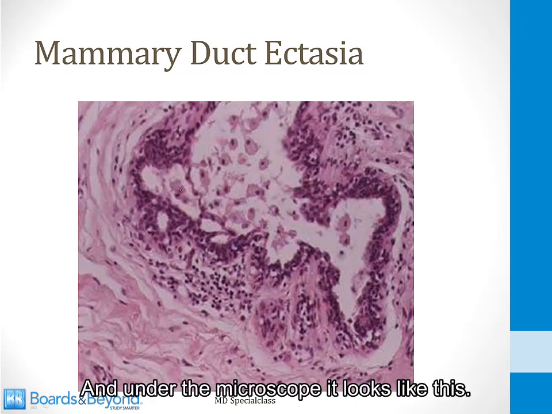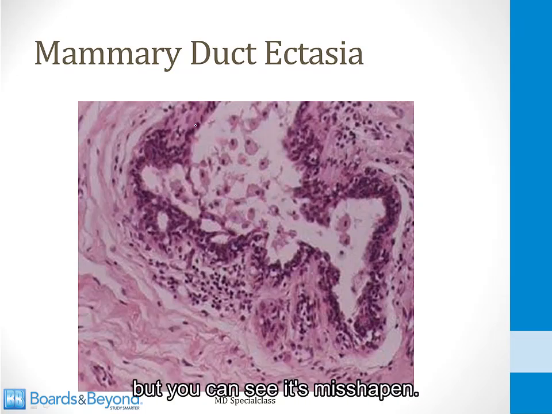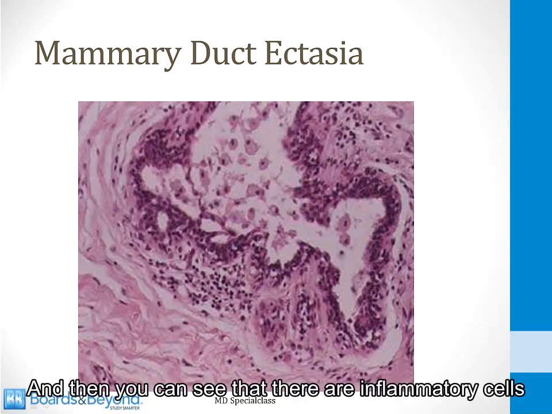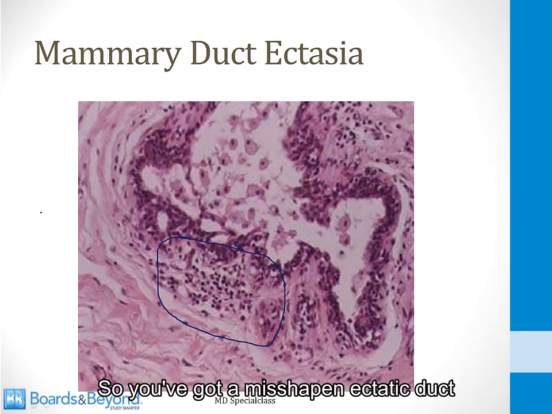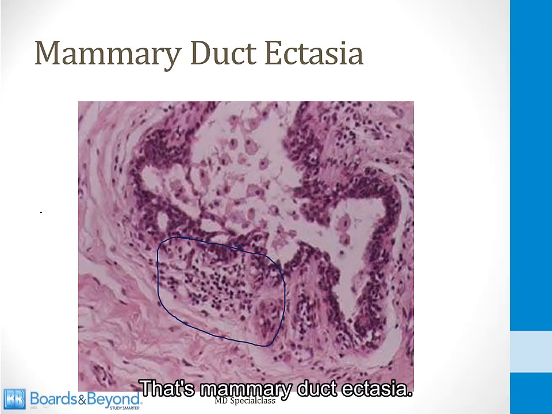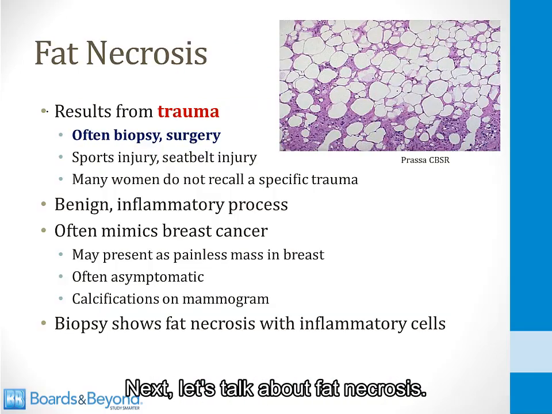And under the microscope, it looks like this. So this is a duct, but you can see it's misshapen. That's what ectasia means. It's distension of the duct. And then you can see that there are inflammatory cells outside the duct. That's evidence of inflammation. So you've got a misshapen ectatic duct with inflammatory cells. That's mammary duct ectasia. Next, let's talk about fat necrosis.